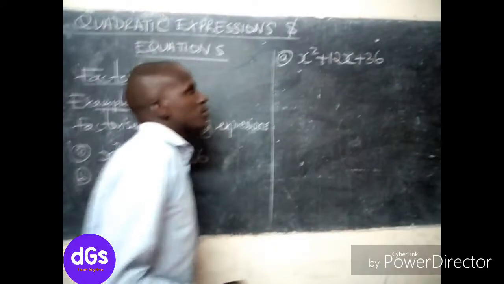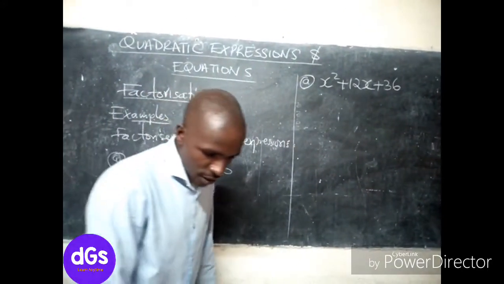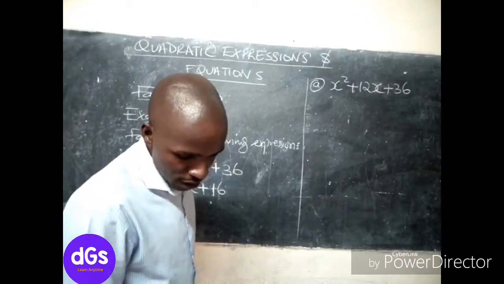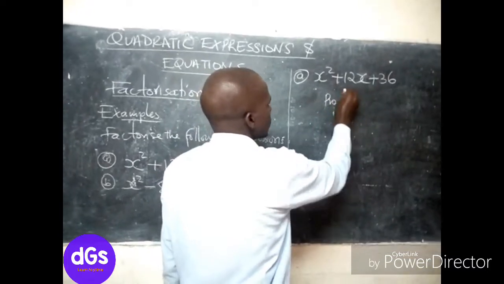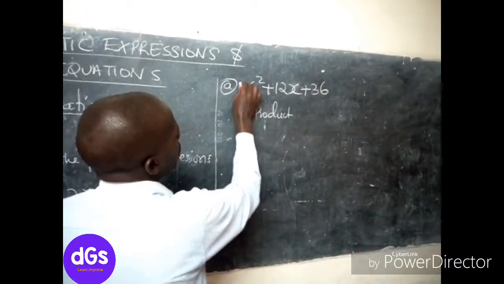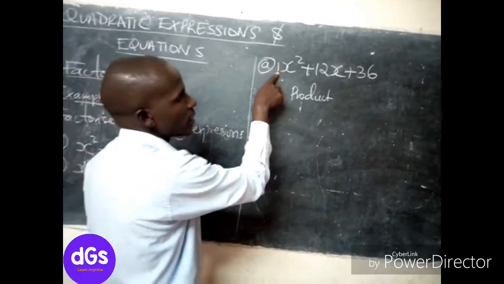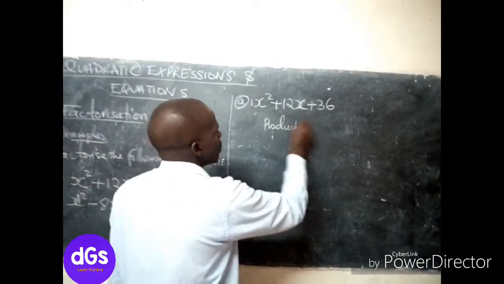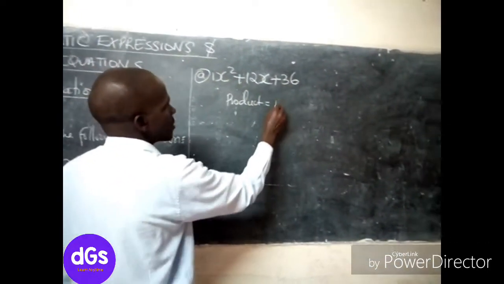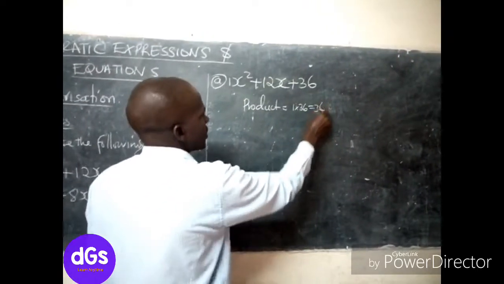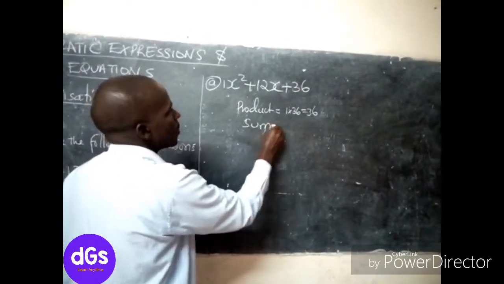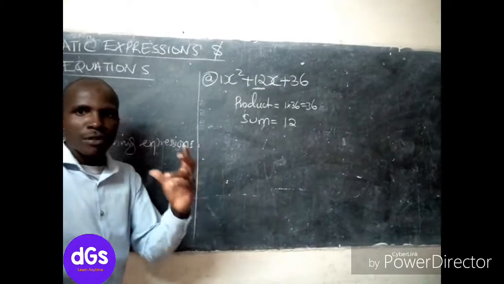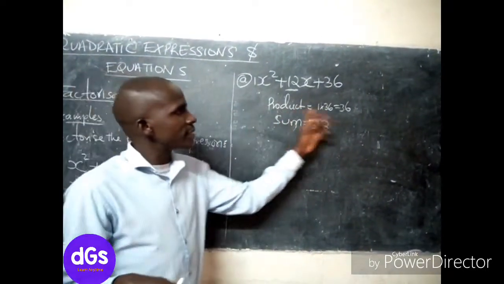Now, when you want to factorize any expression like this one, you look for two terms, okay? The coefficient of x squared is 1, so the product of those two terms should be 1 times 36, which is 36, and the sum should be positive 12. So you look for two values whose product is 36.